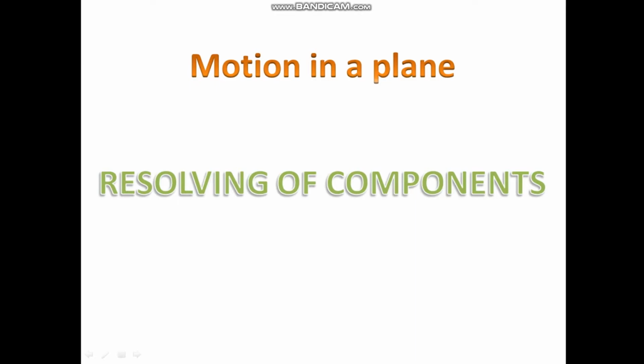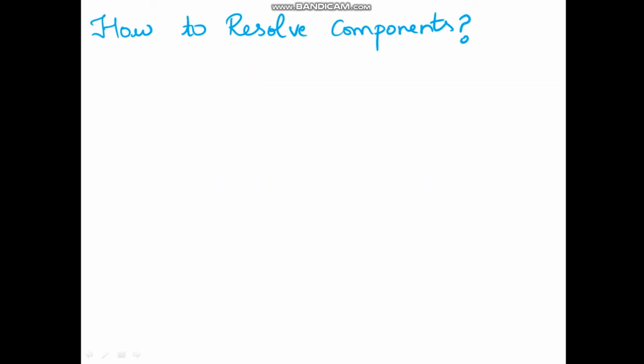In this video lecture, we will learn how to resolve components, which is a concept in the motion in a plane chapter. Resolving components finds wide applications for the NEET examination, and even for 12th standard and 11th standard chapters. So you must understand this concept. How to resolve components?